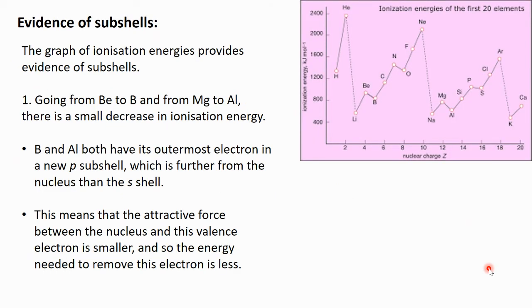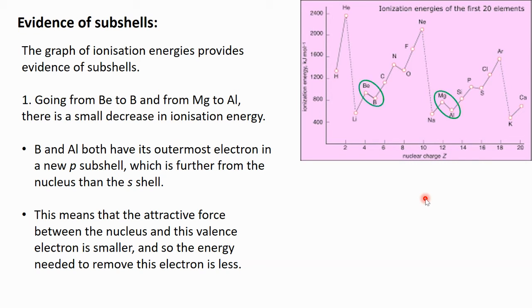Okay, now there's some smaller things going on in this graph, so you can see the big trends. As you go across a period, the ionization energy increases, but there's a few little dips and things that we can explain using subshells. So the graph of ionization energy provides evidence of subshells, and there's two main points here.